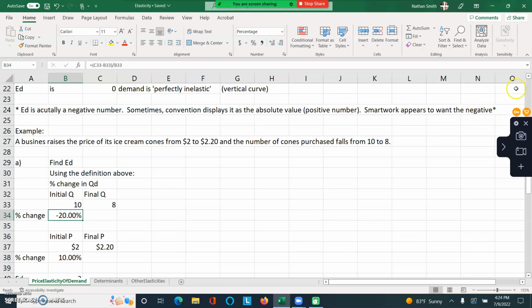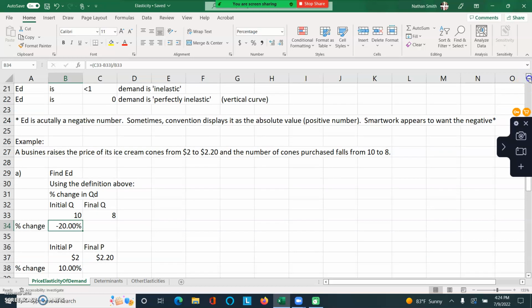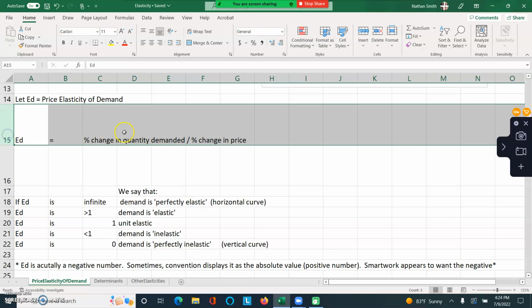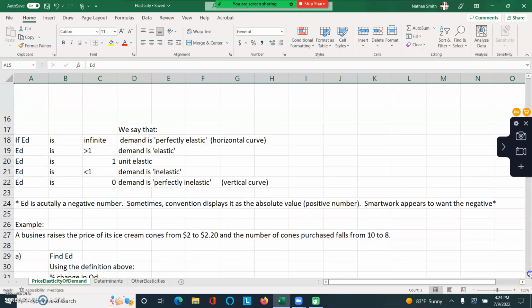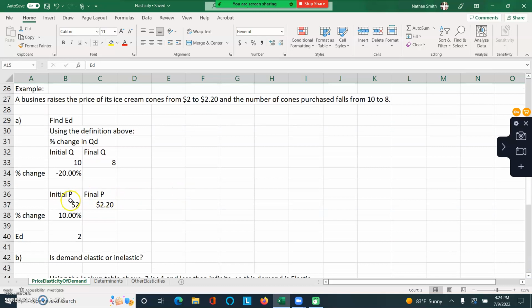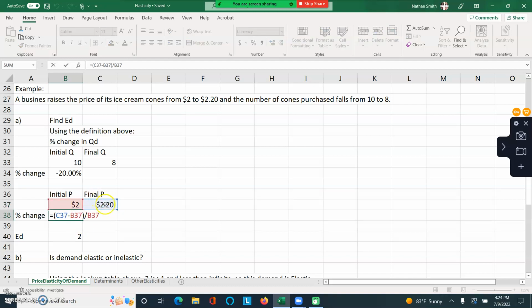Okay, so again, putting this in context, that's going to be the numerator of our price elasticity of demand formula. So just simply store that number somewhere. This is how I do it. Now we need that denominator. The price went from $2 up to $2.20. Okay, so again, final number minus your initial number divided by your initial number.